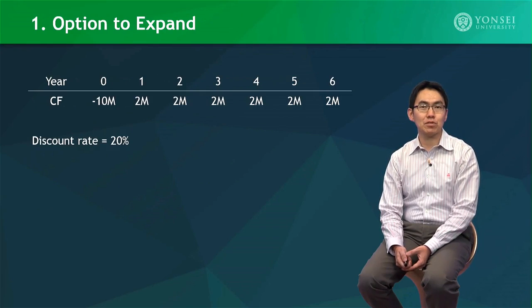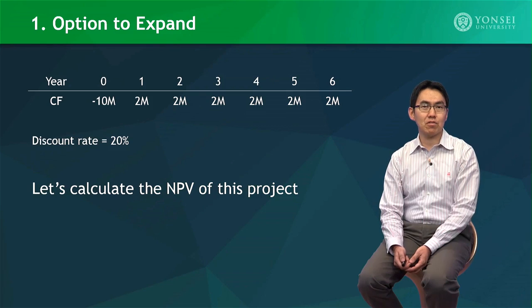To understand the option to expand, let's consider the following project. This project requires the initial investment of $10 million today, and the expected annual cash flows from year 1 to year 6 are $2 million per year. The discount rate is given at 20%. Let's first calculate the NPV of this project without considering the real option of the project.